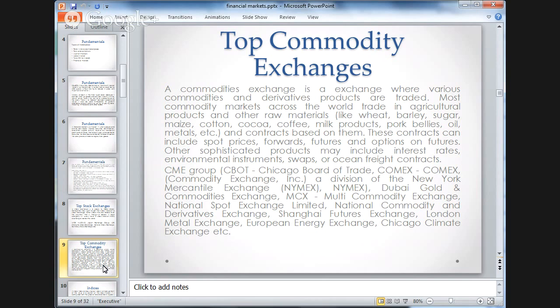Famous commodity exchanges are the CME Group, like the CBOT, COMEX, and NYMEX, and then we have other exchanges like the Dubai Gold and Commodity Exchange, the Multi Commodity Exchange in India, the National Spot Exchange Limited in India, which is NSE's commodity exchange, the National Commodity and Derivative Exchange, NCDX, then the Shanghai Futures Exchange, London Metal Exchange, European Energy Exchange, Chicago Climate Exchange, etc.